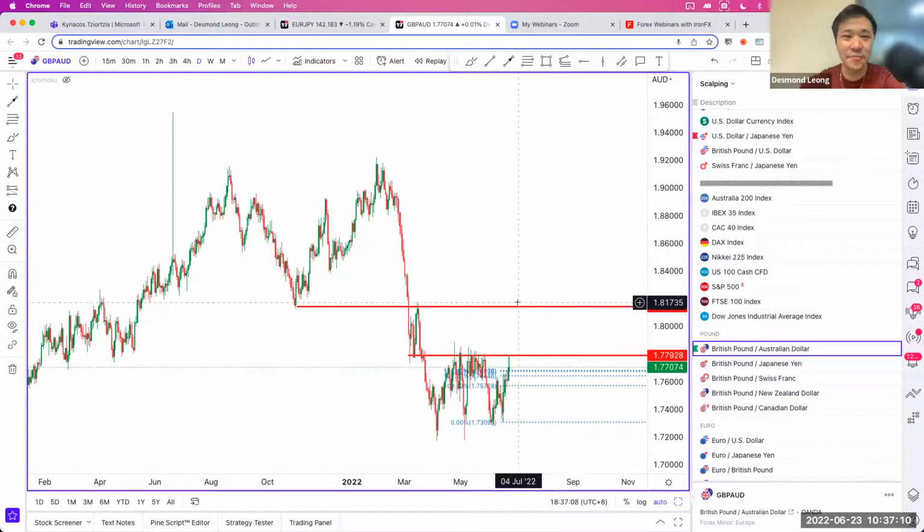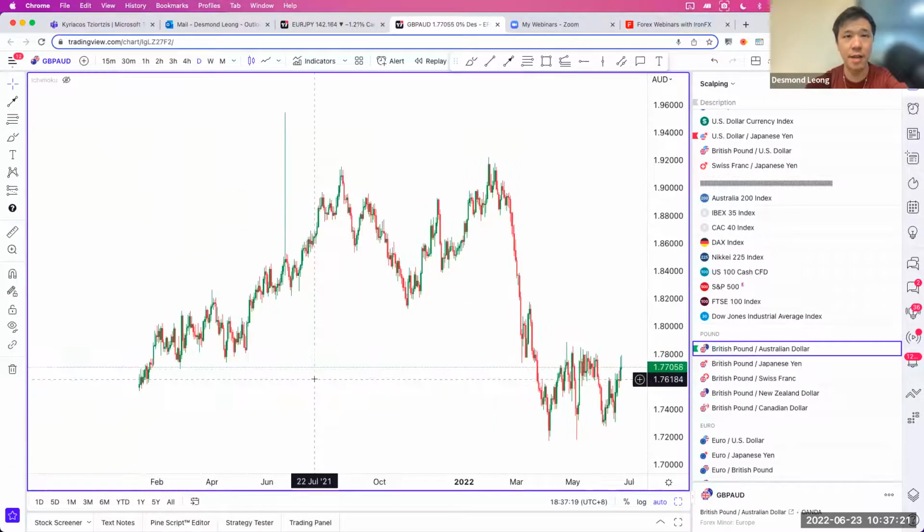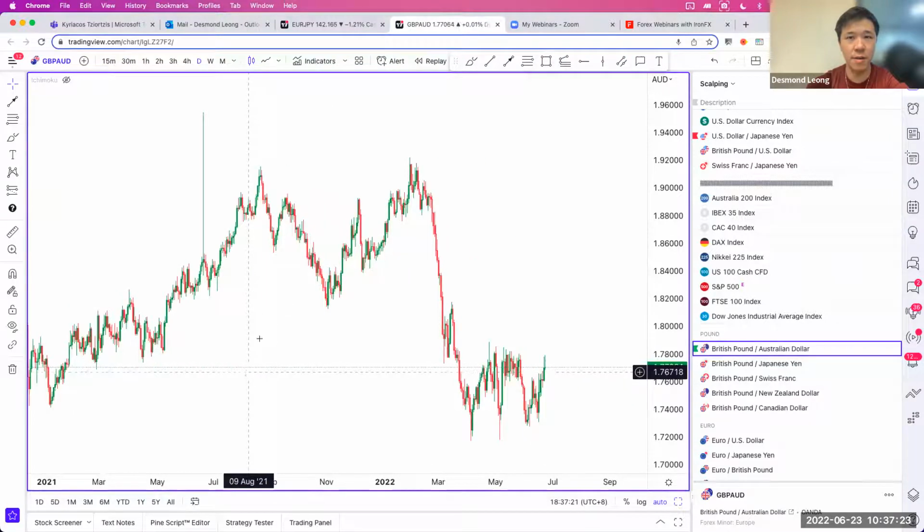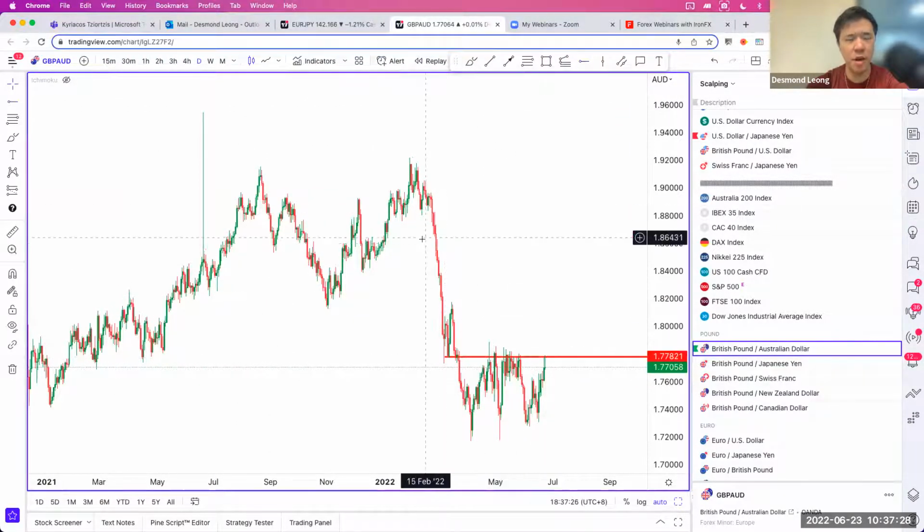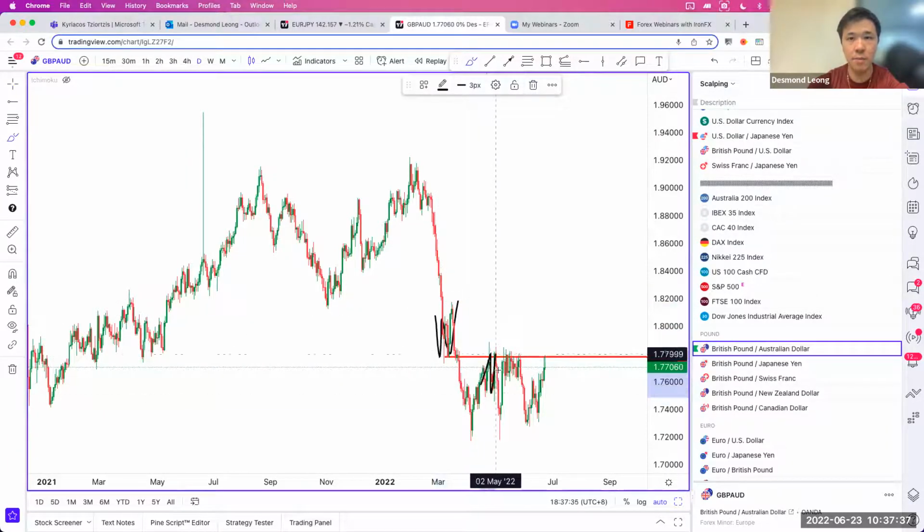All right, guys. Now, one of the key instruments I'm looking at is pound Aussie. The reason why I'm looking at pound Aussie is this. On the 1-day chart on pound Aussie, I noticed that there is this big area of indecision. Indecision meaning that you can see price bounce up once, bounce up twice, drop once, drop twice, three times, four times, five times, six times. It cannot break past this level.